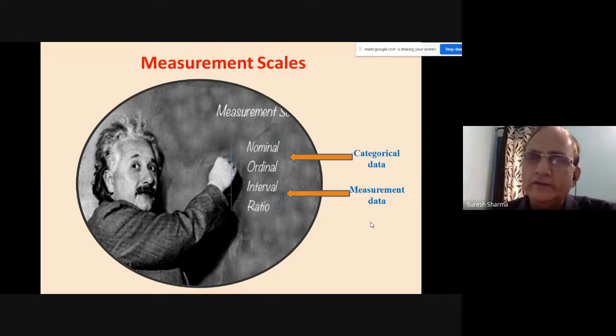Now, what do you mean by interval scale? In interval scale, sometimes the mathematical operations may not be valid. There are many types of data where mathematical operations are not valid. Let me give you an example. Let's say some beauty contest is going on, and judges are giving scores out of 10. Let's say the first person gets a score of 8 out of 10, and the second one gets a score of 4 out of 10.